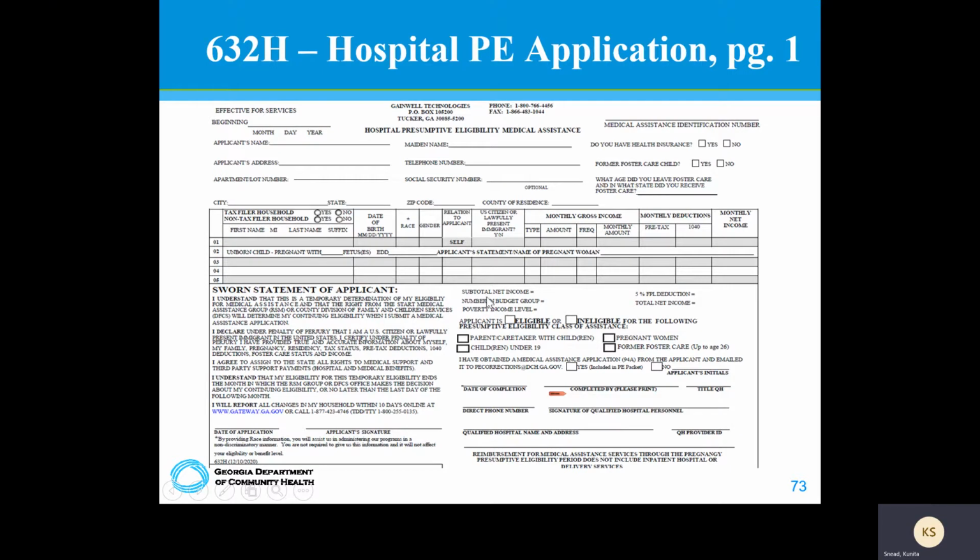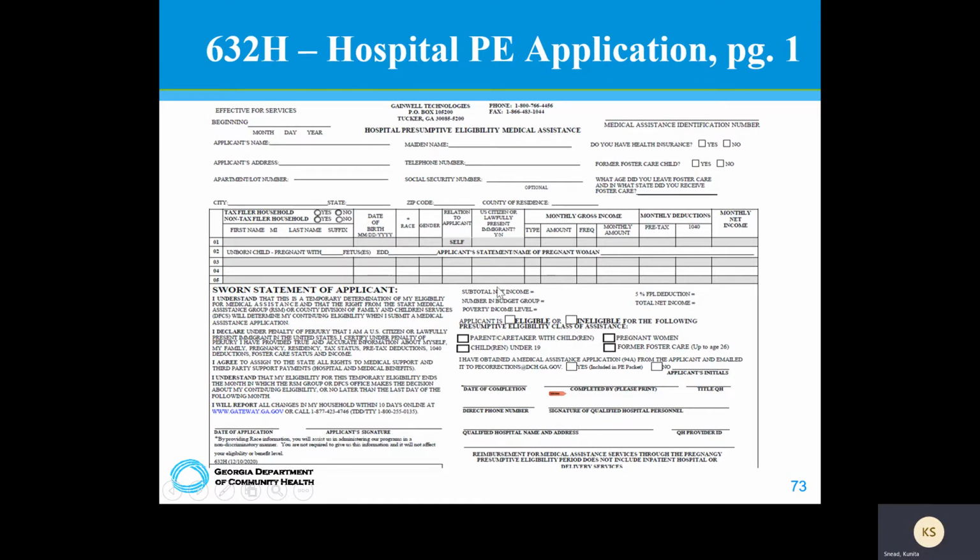Then we're going to go down here to where it says subtotal net income. Whatever amounts are in this last column that says monthly net income, that's what you're going to add up and put down here for the subtotal net income.